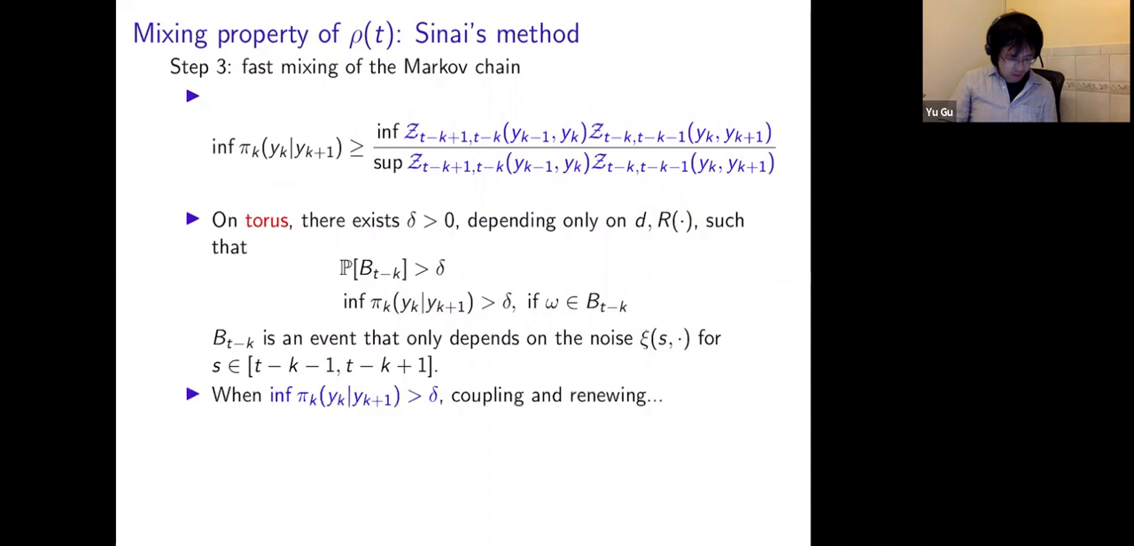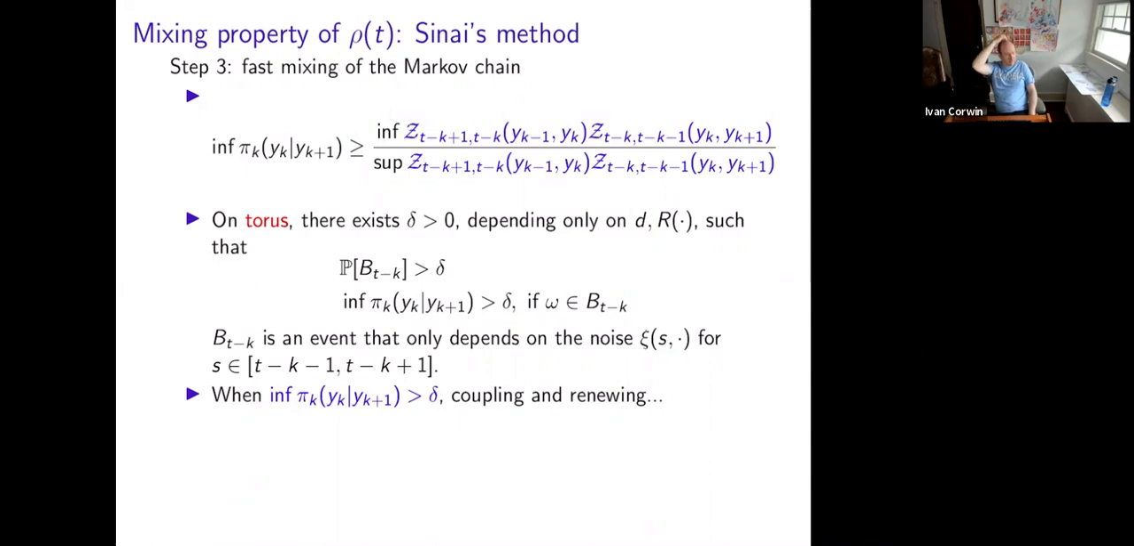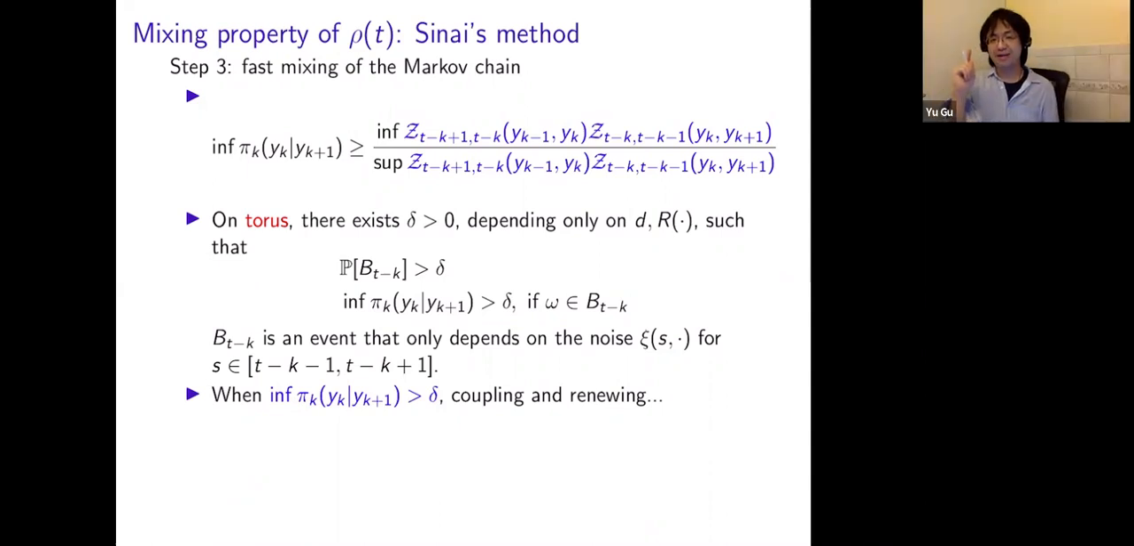But when you have this, you know what to do. You just do a coupling, and whenever this happens, you have renewal because you have positive probability to sample from the uniform measure. After the renewal, you forget about the past. That's a key point. Don't you need this at different times simultaneously? No, you just need it at one time, because as long as you renew once, then you forget about the past.